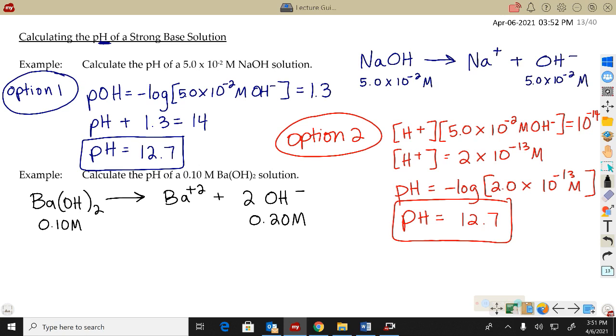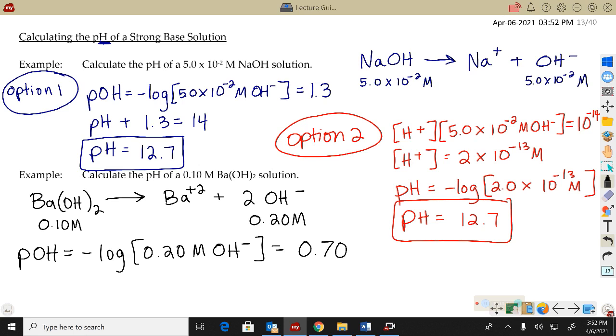I don't know about you, but I think between option 1 and 2, I lean toward option 1. I guess sometimes it depends on what information I'm given, but I just feel like it's easy to plug in your calculator. Or maybe first I'll calculate the pOH as opposite log of 0.2. That's the concentration of hydroxide. Opposite log of 0.2 gives me about 0.70. And so now all I have to do is subtract that from 14.